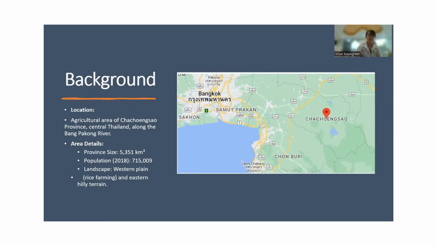We choose the agriculture area of Chachoengsong province, which is in central Thailand, located along the Bambakol River, as our study area. For the details of our study area, the province has 5,351 square kilometers in area, and as of 2018, the population is over 700,000. For the landscape, there are paddy fields in the Western Plain, and the eastern region is hilly.